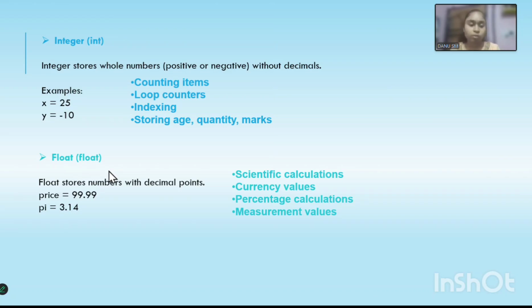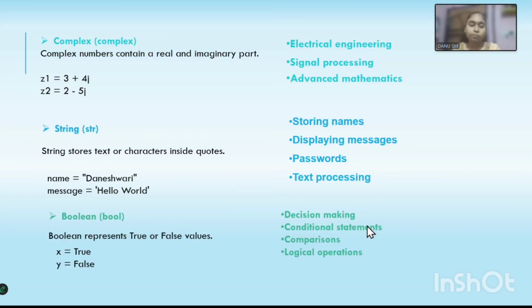Next is the float data type. Float stores numbers with decimal points. So here we can store values after the decimal point also. For example, price equals 99.999 and pi equals 3.14. It is used in scientific calculations, currency values, percentage calculations, and measuring values.